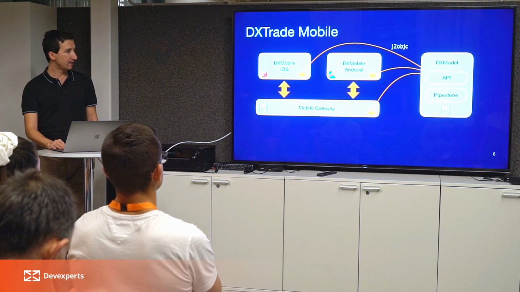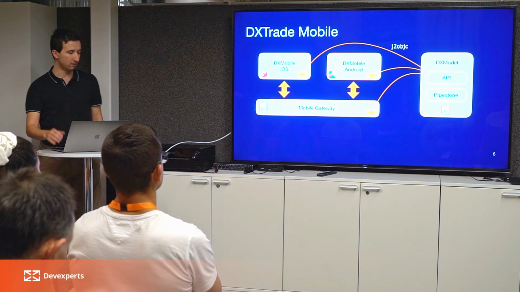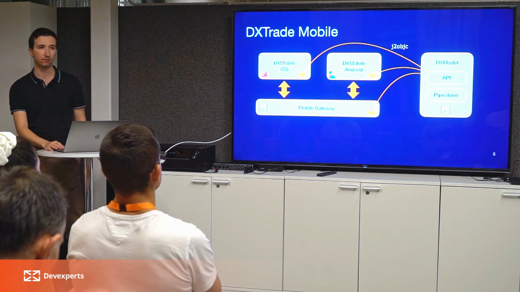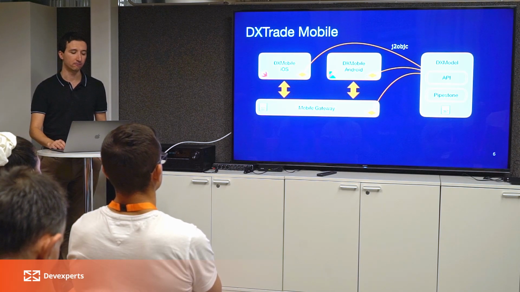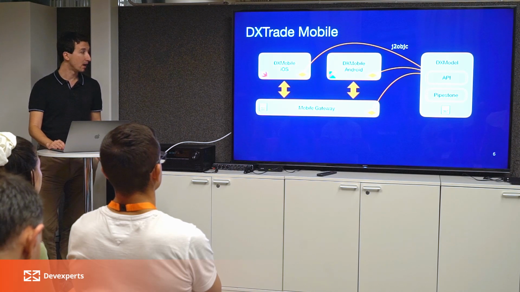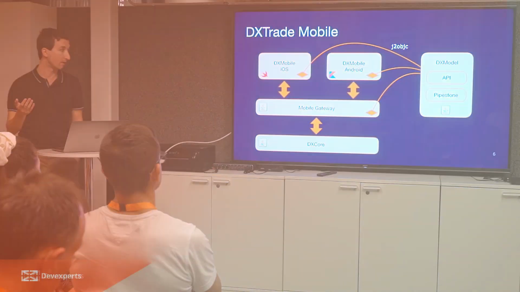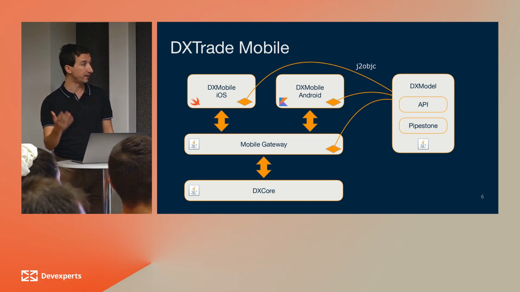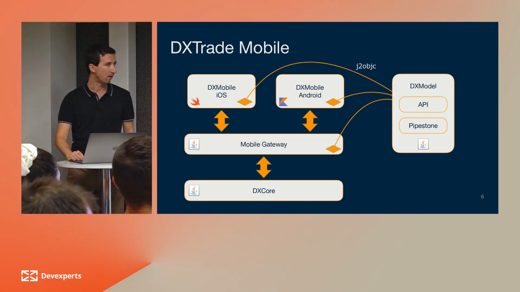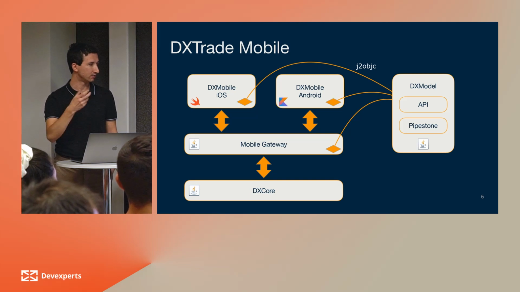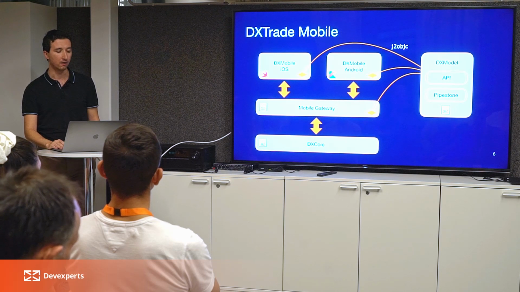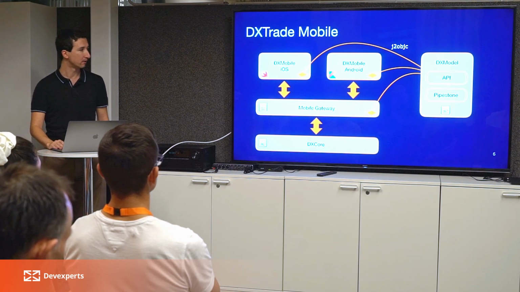The mobile gateway is probably the other major part of the mobile platform. So obviously the apps need to communicate to the server. They process a lot of data, and so basically the mobile gateway is kind of a middle layer between the apps and the backend. And interestingly, DX Model is again a package that is included in the mobile gateway because it takes care of the API and some of the networking.